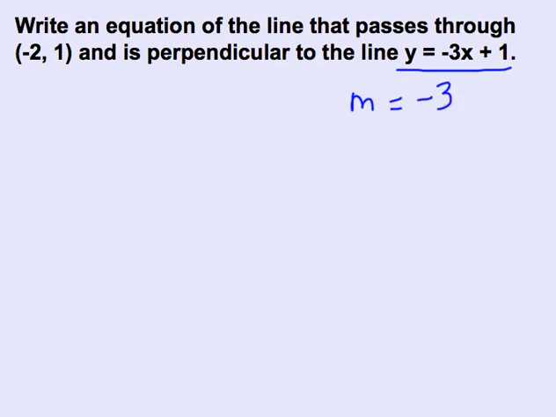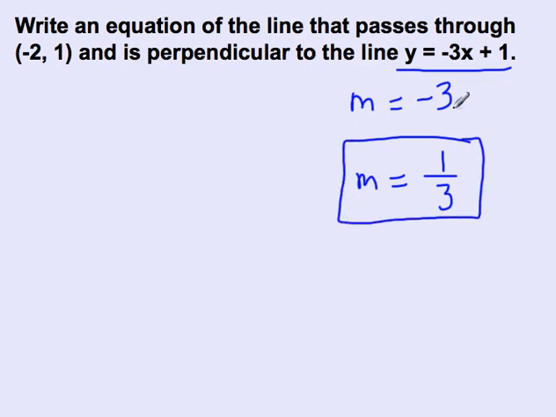Now you need to think back to what we know about perpendicular lines and their slopes. We learned that perpendicular lines have opposite reciprocal slopes. So for my new line, I have to use a slope that is the opposite reciprocal of negative 3. And remember, it's going to be the opposite, so it's going to be positive, and the reciprocal of 3 is 1/3. Because remember, 3 is like 3 over 1, so the reciprocal would be 1/3. So this is the slope that I need to use, because that's going to be perpendicular to this line.